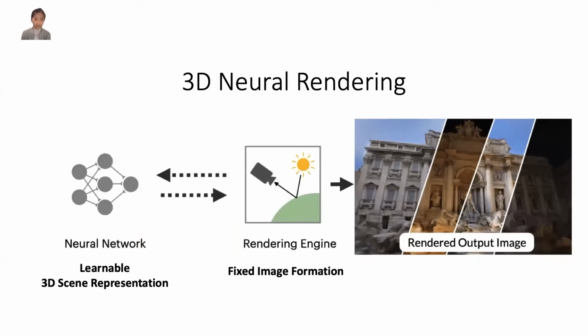And then we also have 3D neural rendering. It approximates the 3D scene representation this time with neural networks. And importantly, the rendering engine must be differentiable to propagate the gradient to optimize the neural networks. The enhanced representational power of these neural networks can offset the need for very complex and expensive rendering engines.